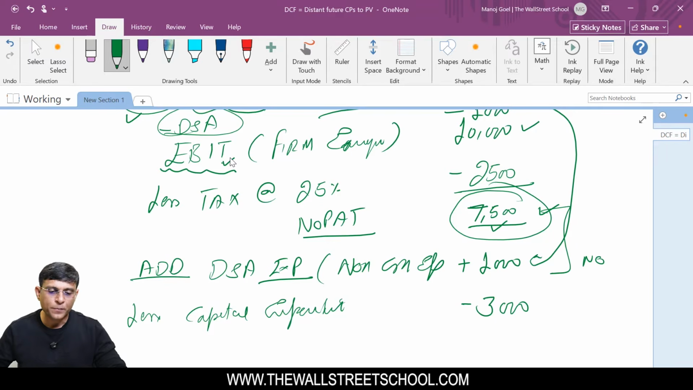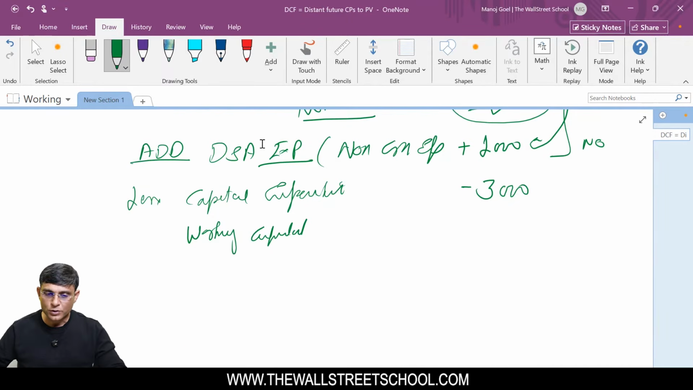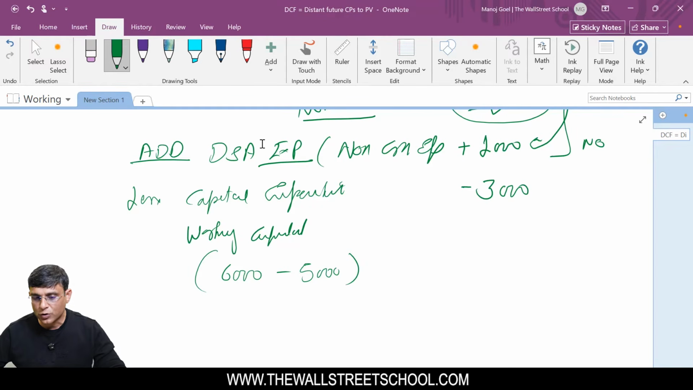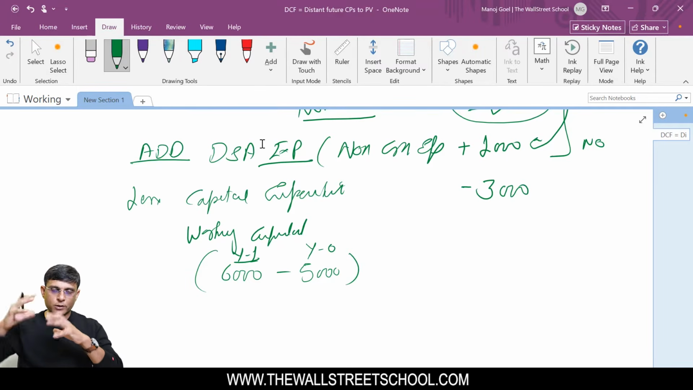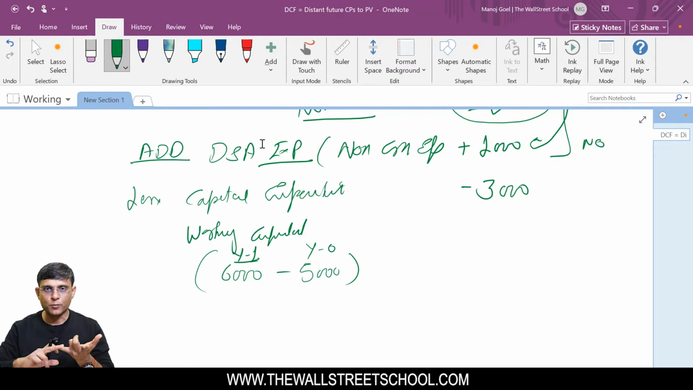So that I deducted. Now guys, at the same time, when your business grows, you also need to invest into working capital. Maybe your last year working capital was 5,000 crores and this year working capital would be 6,000 crores. So what additional working capital are you required? This is your year 0 working capital and this is year 1 working capital, right? You will see when the business grows, they would need more inventories, more debtors, right? More other assets, more advances.